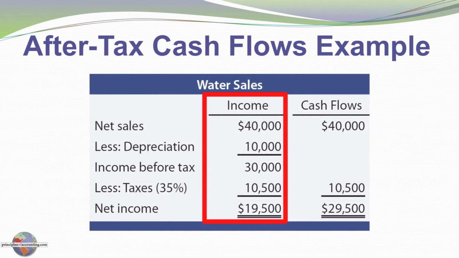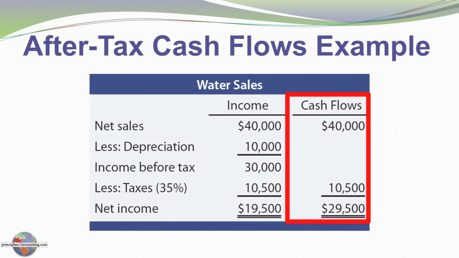And so here is an analysis of our income calculation. Annual sales of $40,000 minus depreciation of $10,000 gives us income before tax of $30,000 minus $10,500 in taxes paid. That's the 35% rate. That gives us after-tax net income of $19,500. Compare that to our cash flows, however. We have $40,000 in sales minus $10,500 in tax. Our cash inflows are $29,500 in this case.